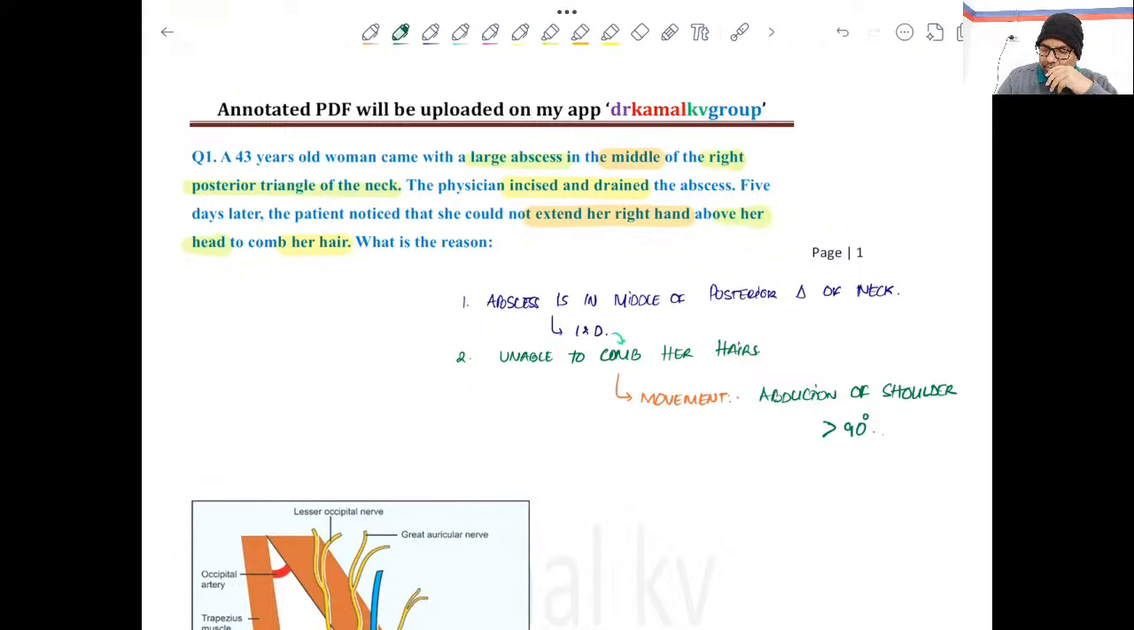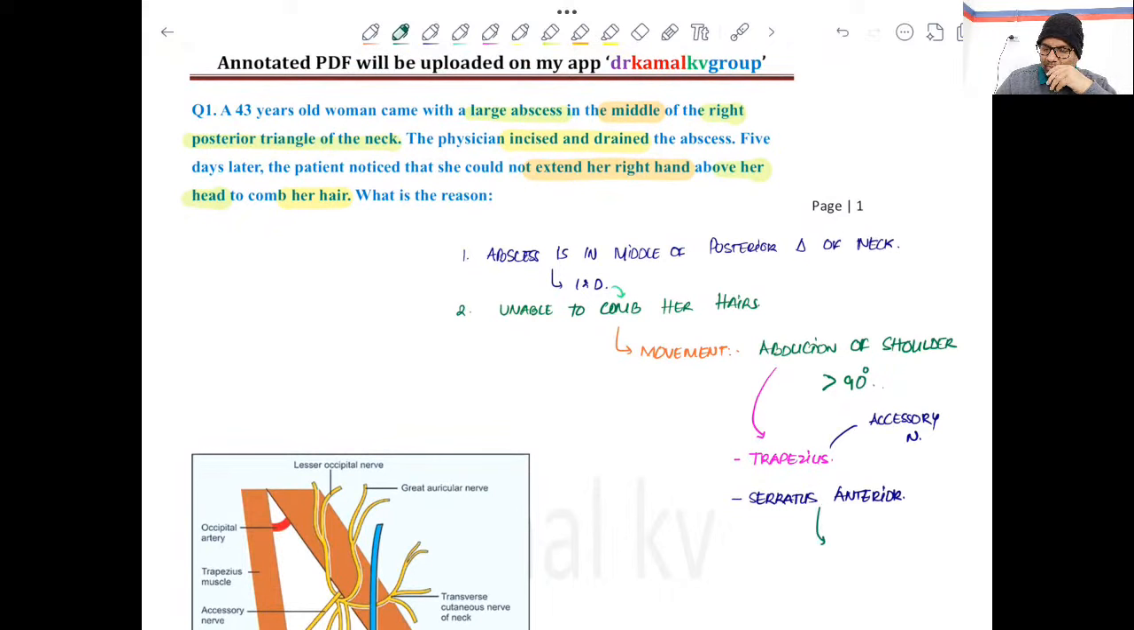Now if you know this particular movement, it is carried out by two muscles. One is trapezius and second is serratus anterior. The nerve supply of trapezius is spinal accessory nerve, and I think most of you must be knowing that serratus anterior is supplied by the long thoracic nerve of Bell. Clear?